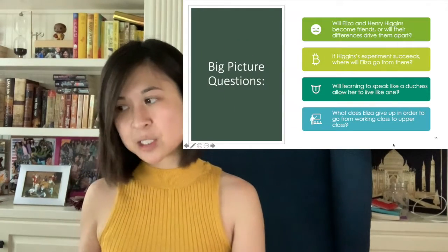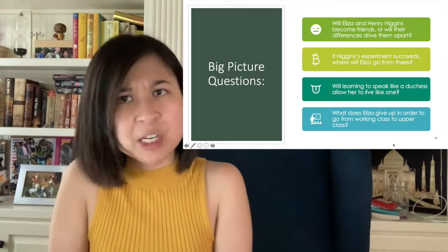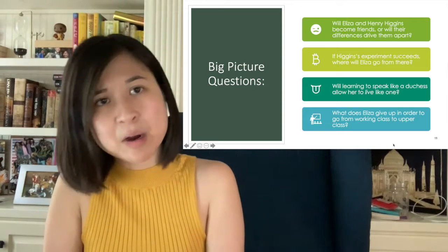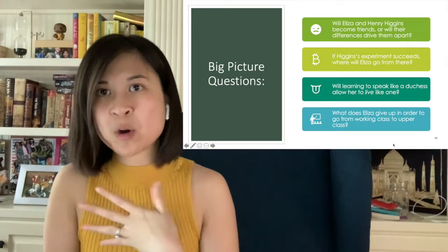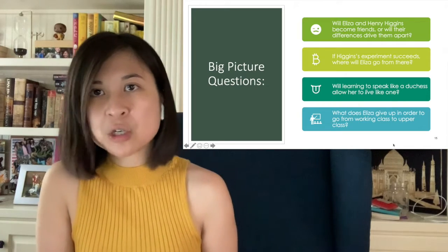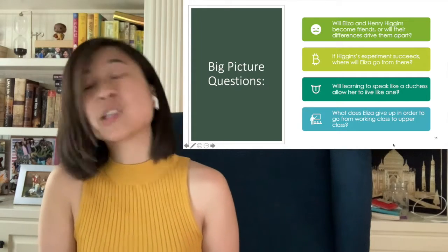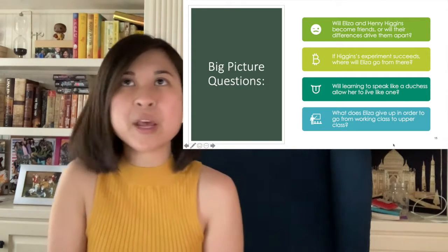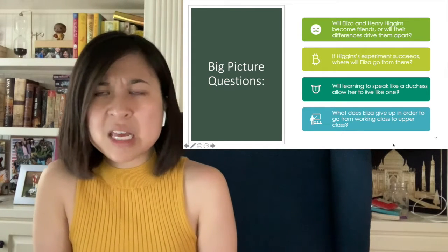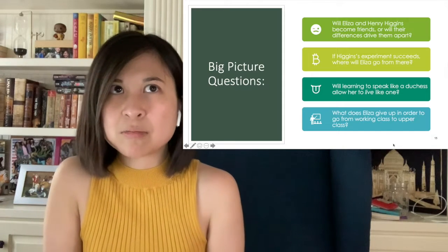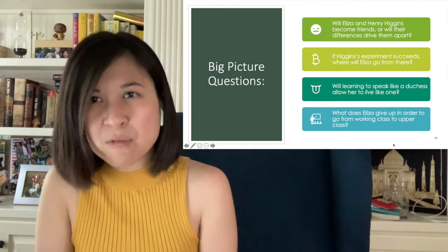So some of the main questions that arise are: one, will they have a relationship and become friends, or will the differences drive them apart? If his experiment succeeds, if he's able to transform her outward appearance, where does she go? What are her opportunities as a woman, as a single young woman? And so here we go into gender roles and equality and feminism, but where does she go from there? And even though she speaks like a duchess and maybe looks like one and acts like one, will she be able to live like one?